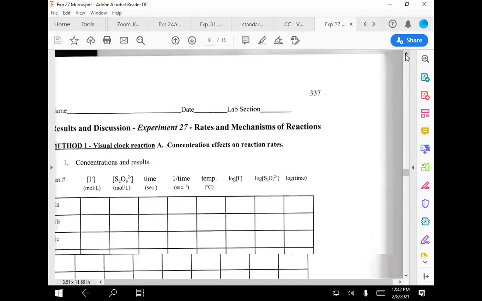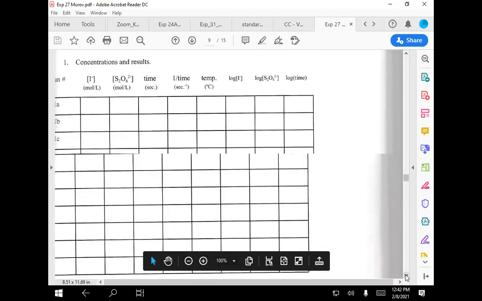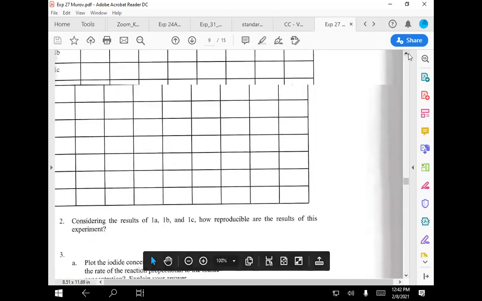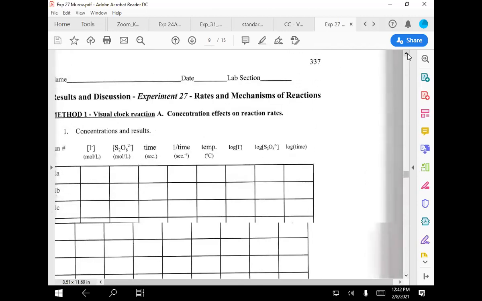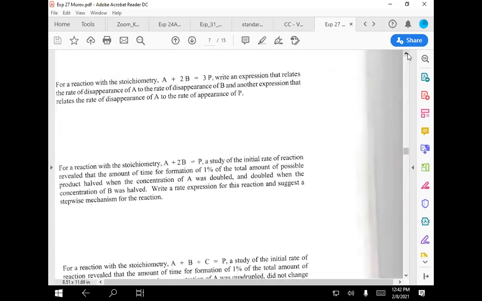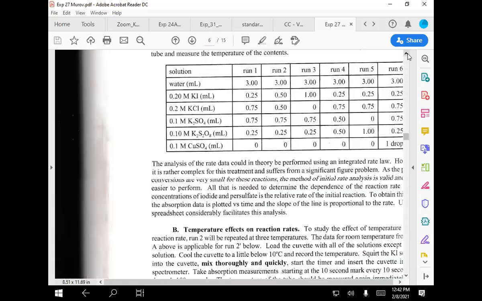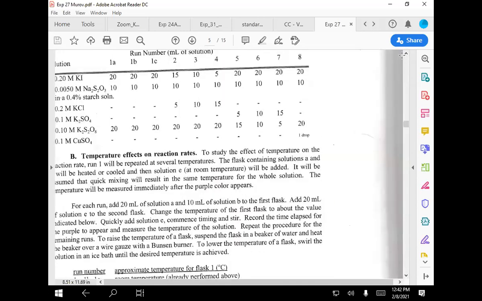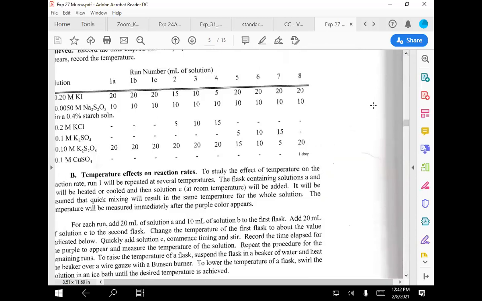Yeah, so this is your results and discussion, your post lab question. So you have to answer all of it. And then by doing this, it should help you understand what's happening with the rates. Okay, so let's go back and look at what's happening here. So this is, again, your procedure.